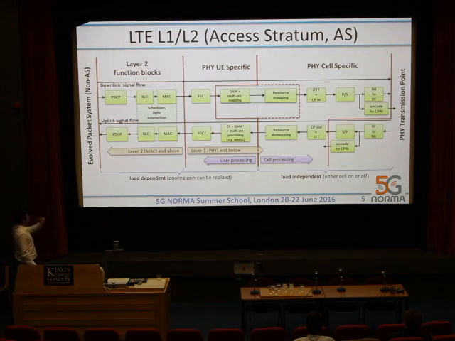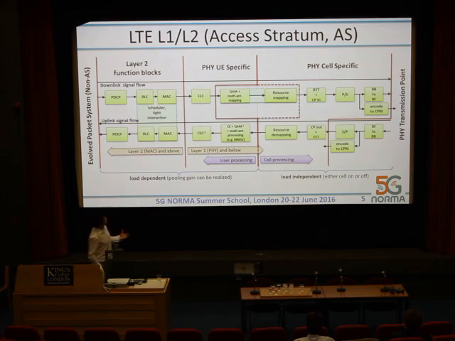So, and since you will hear the terms later on, we call layer one everything up to the forward error correction, and we call layer two everything on the other side, further up from the forward error correction. So starting with medium access control. So, that is what a base station is doing.